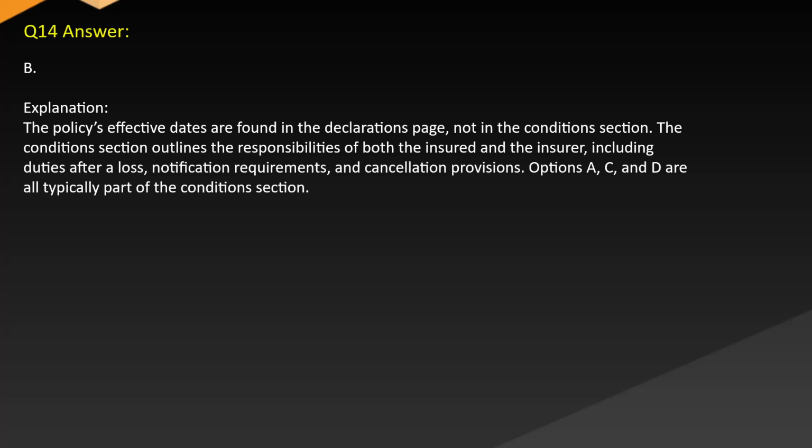Answer B. Explanation. The policy's effective dates are found in the declarations page, not in the conditions section. The conditions section outlines the responsibilities of both the insured and the insurer, including duties after loss, notification requirements, and cancellation provisions. Options A, C, and D are all typically part of the conditions section.